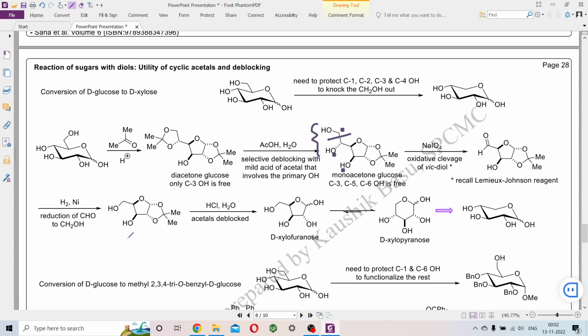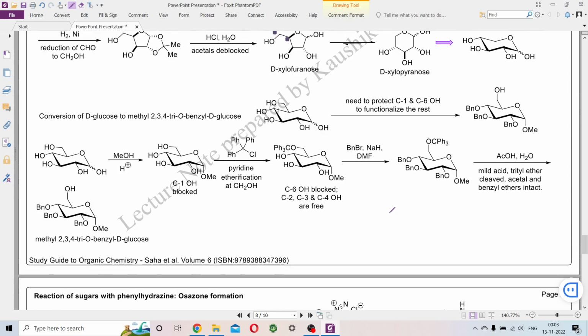Now all that remains is to reduce this C5 carbonyl to the corresponding primary alcohol. You can do that with hydrogen, nickel, and then treat this thing with dilute acid, so that the xylofuranose results, which opens up and then closes down the ring. But when it closes down the ring, it uses not the C4OH but the C5OH to close down in a pyranose form. So you have your target molecule.